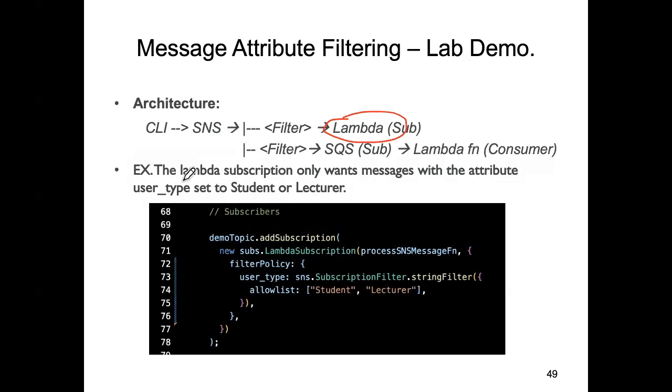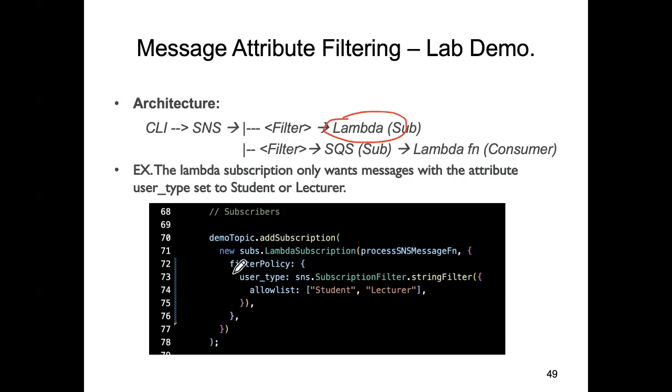If user type doesn't exist at all as an attribute, or if the user type attribute has some value other than student or lecturer, then I do not want those messages to be passed on to my Lambda subscriber. Okay, that's the objective. Here's how we actually code it. Demo topic is a reference to an SNS topic that I would have created earlier in this script. I'm adding a subscriber. The type of the subscriber is Lambda. That's all consistent with what I've been showing up here. And this is how we encode the filtering.